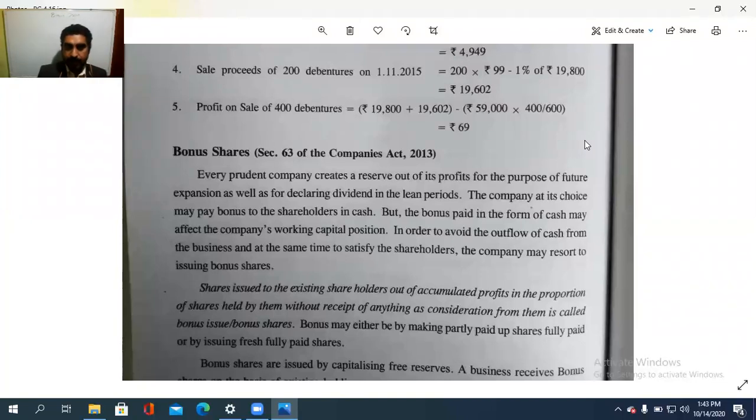A prudent company creates a reserve out of its profits for the purpose of future expansion as well as for declaring dividends in the lean period. Lean period means not a boom period, but a shortage of funds or of net profit. At that time, for declaring dividend or for future expansion, we keep accumulated profits as reserve. The company may pay bonus to the shareholders in cash, but bonus paid in cash may affect the company's working capital position. To avoid the outflow of cash from the business and at the same time to satisfy the shareholders, the company may resort to issuing bonus shares.